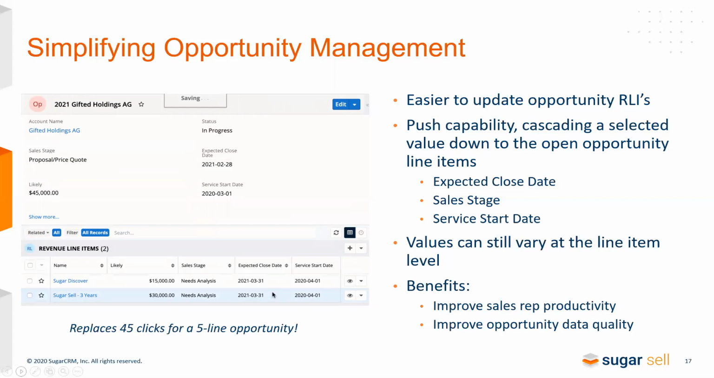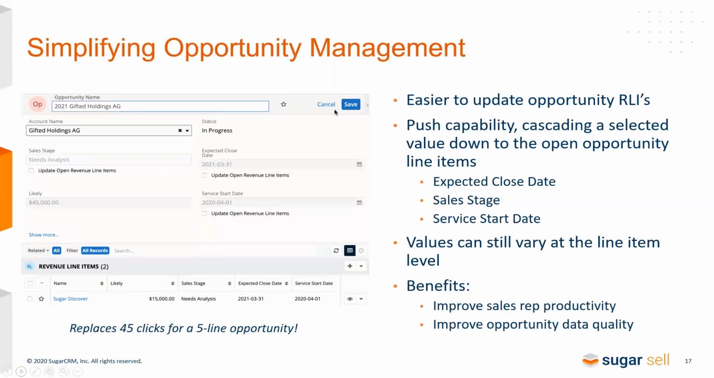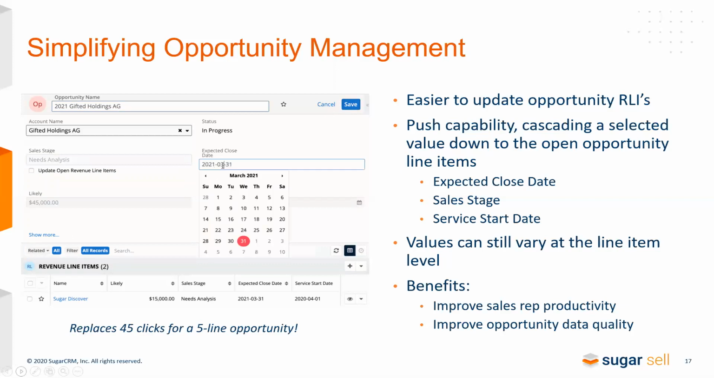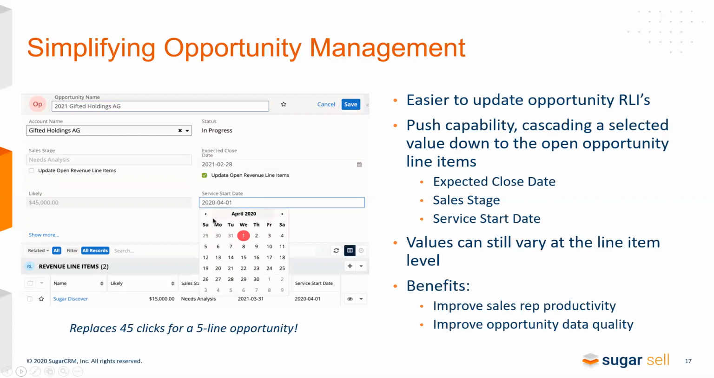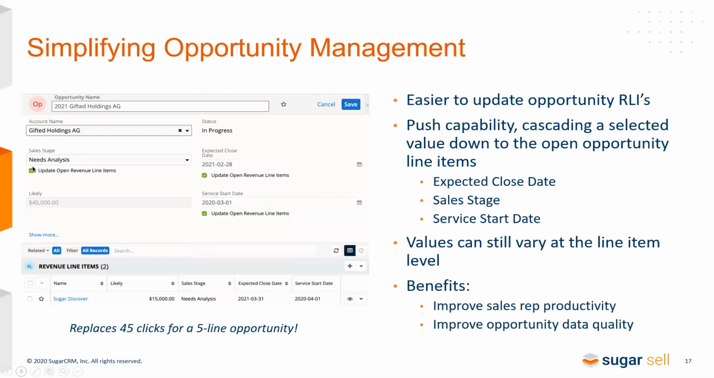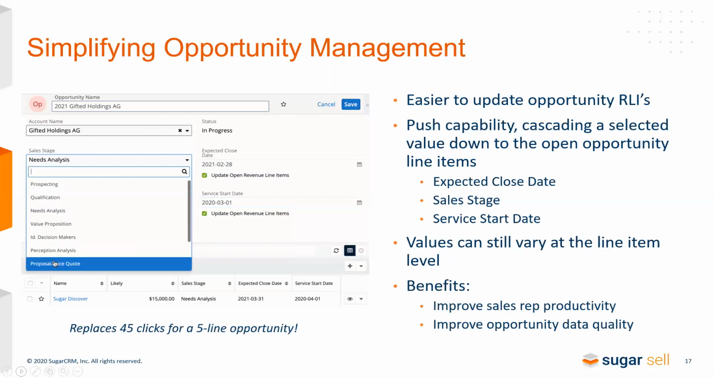So it vastly improves rep productivity, and it also improves enthusiasm or adoption by reps. I mean, if you make something really hard to do, it actually makes them not want to do it. So by improving this, we can improve rep adoption. And of course, we can also improve the data quality. Okay.